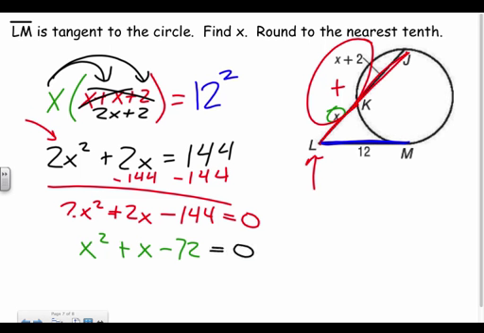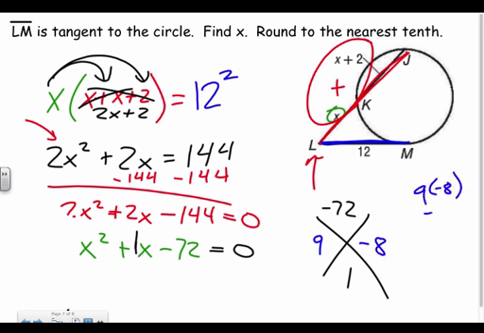Okay, so now since I have a quadratic with no coefficient in front of the x squared, I can just find factors of c that add up to b, or in this case, factors of negative 72 that add up to positive 1. It's the number that's in front of the x, so a positive 1. And factors of negative 72 that add up to 1 would be a positive 9 and a negative 8, right? Because 9 times negative 8 is negative 72, that's good. And 9 plus negative 8 is positive 1, so it works out. That's what I'm looking for.